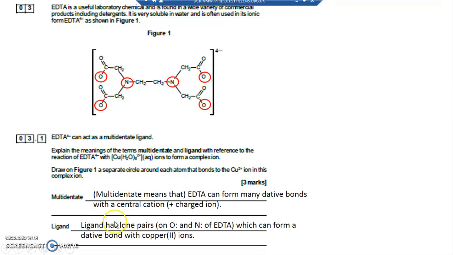The ligand has a lone pair, for example on the O and the N of EDTA, which can form a dative bond with copper 2 ions.